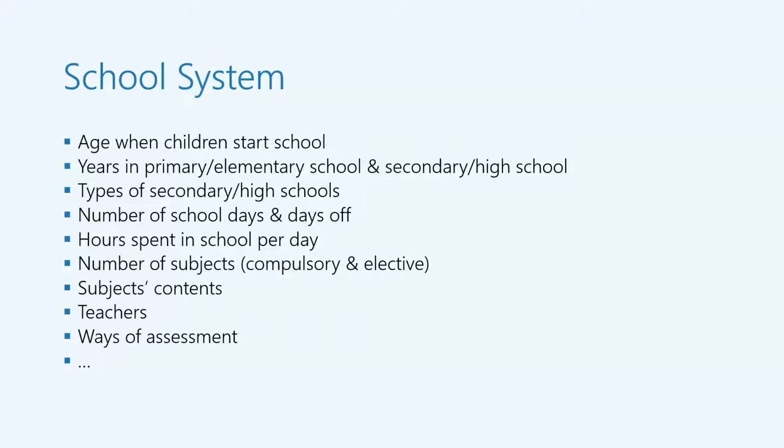Then there is the number of subjects. Some are compulsory, some are elective. And of course their content is not the same. Teachers are different in different school systems, and the ways of assessment are also different. Have you got any other ideas? So, all of these are aspects we need to consider to describe a school system.